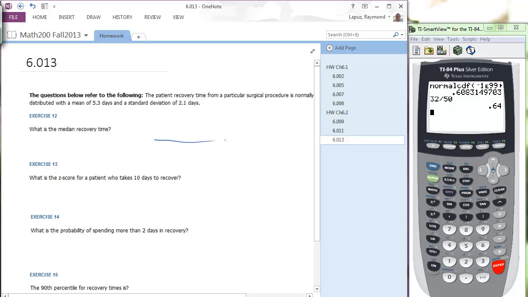What's important to note here is that if you have a bell-shaped curve, and we know that the mean is going to be 5.3, a symmetric curve will have the mean and median at the same place because it's symmetric. If it's skewed, then the median would be somewhere close to the middle and the mean would be moving towards wherever it's skewed. So the median should be approximately equal to the mean. So the median would also be 5.3 days.